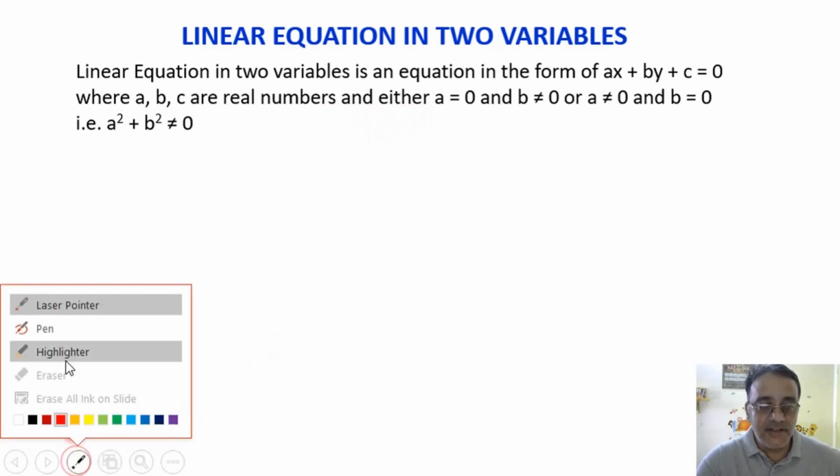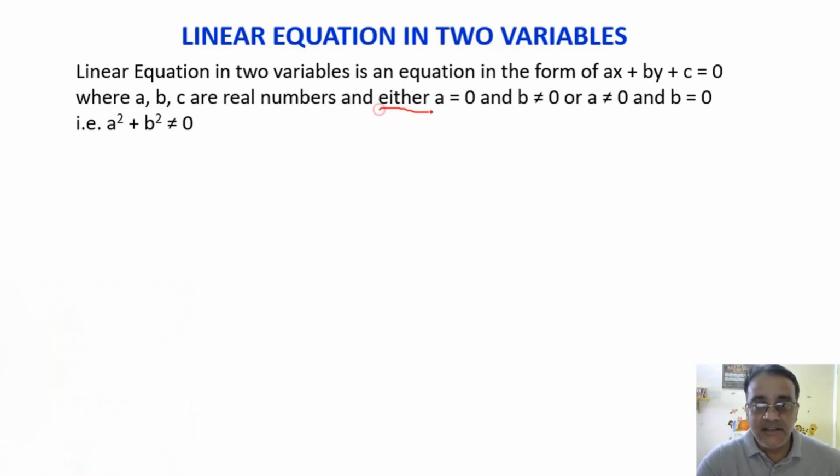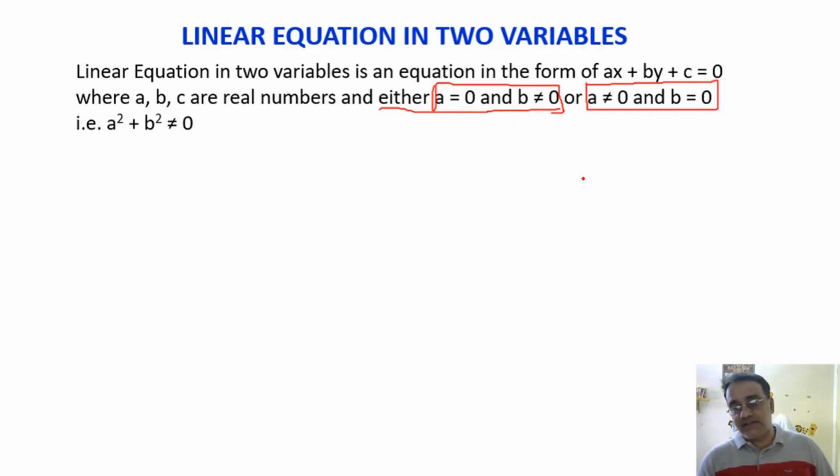With a condition that either a is equals to 0 and b is not equals to 0. This is the first condition, and the second condition is that a is not equals to 0 and b is equals to 0. That means both will not be 0, either one of them can be 0. That is, a square plus b square should not be equals to 0.